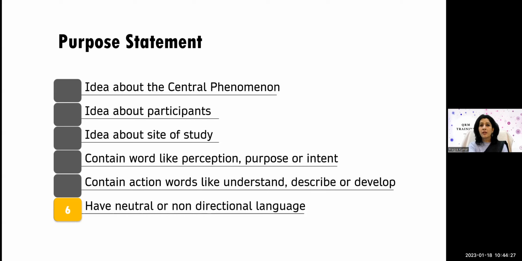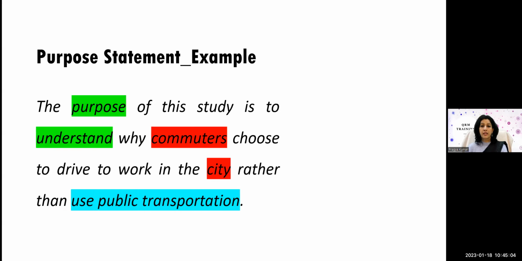Remember, in a research question, we always say that the PICOT format should be applied: population, intervention, comparison, outcome, and time. That is the mnemonic which we use for that. A bit similar to that, here also you will find that there should be some central phenomena, participant, study site, use of a word like purpose or intent, and then action words like understand, describe, and develop, and it should have non-directional or neutral language. Those should be the main parts of a purpose statement.